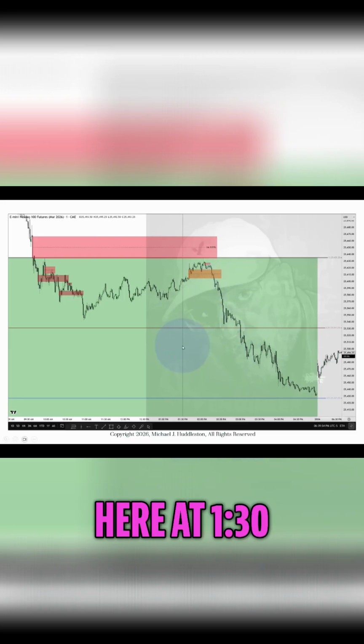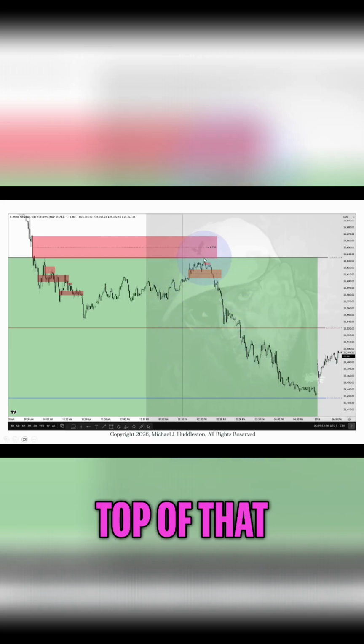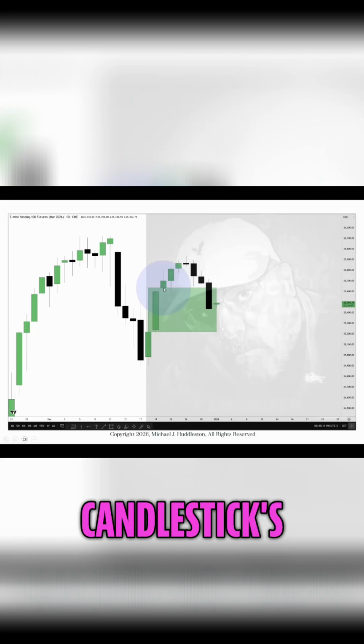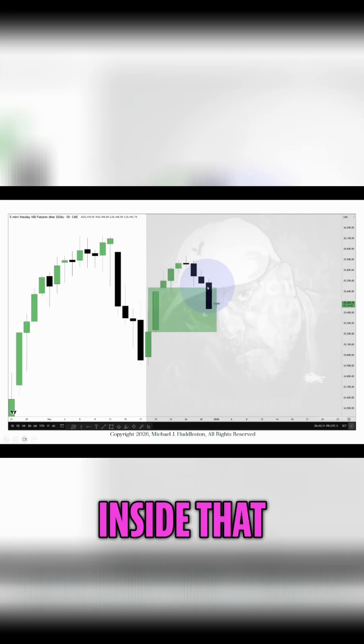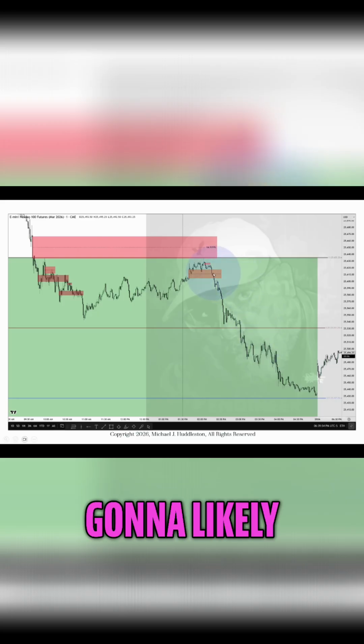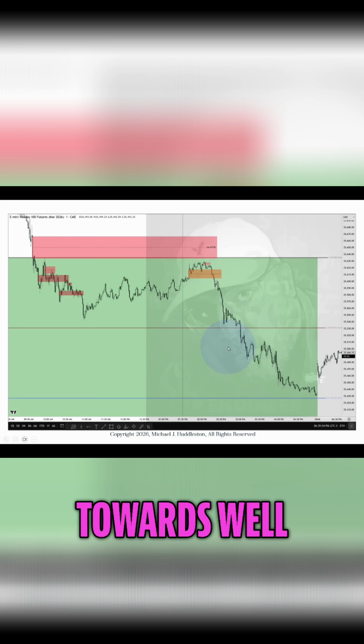Notice what it's done here at 130. It creates that little run up to the top of that daily suspension block. That right there is this high of that candlestick's open. So that little segment inside that candlestick is price simply going right here, going up to go down. That's all it is. And when you anticipate when price is going to likely do these types of things and gravitate towards, well, let's go back up to the daily chart.